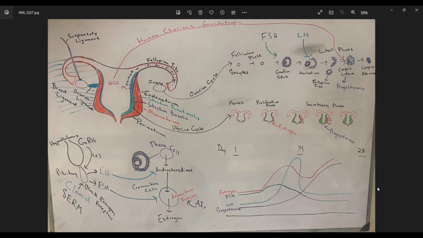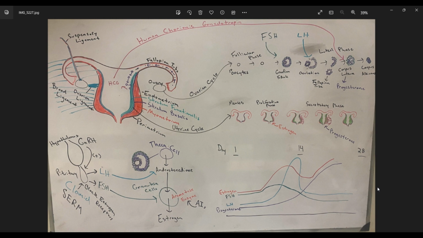Now, if there's not implantation and HCG levels don't go up, we don't maintain the corpus luteum and it actually degenerates into something called the corpus albicans, which doesn't release progesterone. And then if we don't release progesterone, we don't maintain the stratum functionalis. So actually, progesterone and estrogen levels fall down. And then we're going to have menses day 1 through 5. Okay, we're going to repeat our cycle. So that's the difference. So what about some basic drugs?